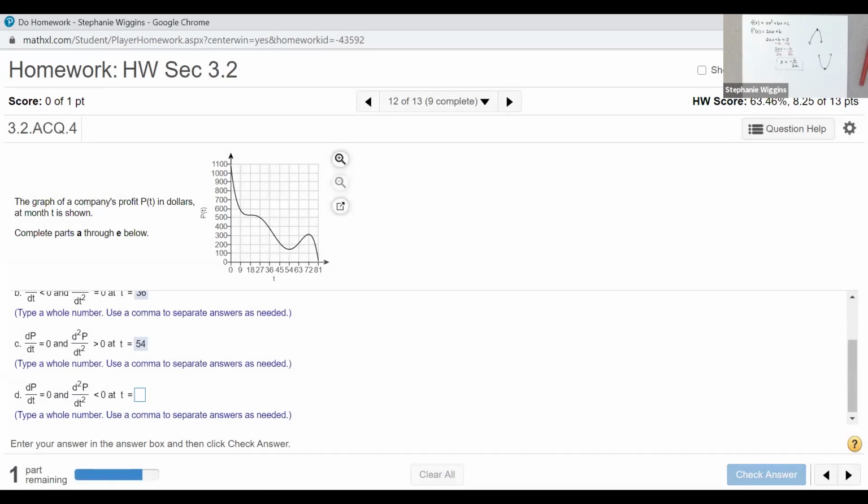All right, part D. Now again, we have a tangent that's horizontal because the first derivative is 0. And because this is negative, it's concave down, which means we're looking for a relative maximum. And the only maximum that I can see, the relative maximum, is right here at 72.